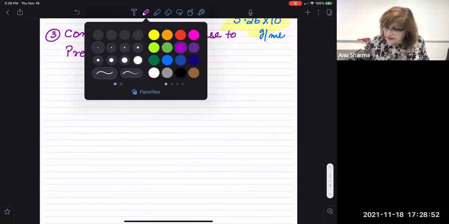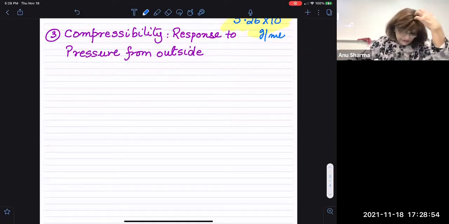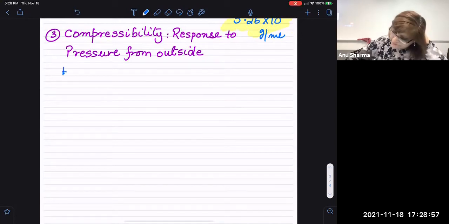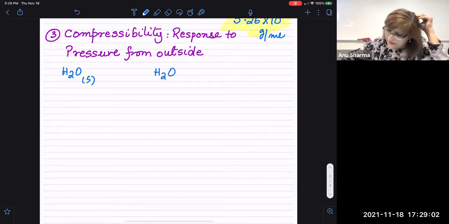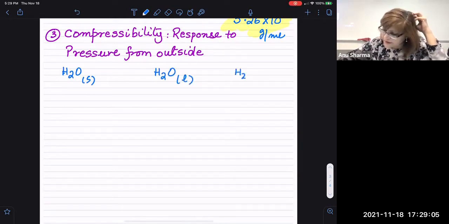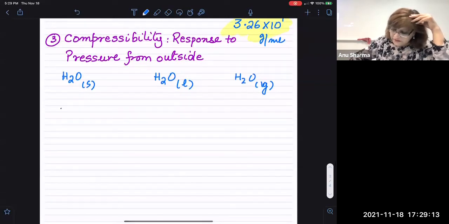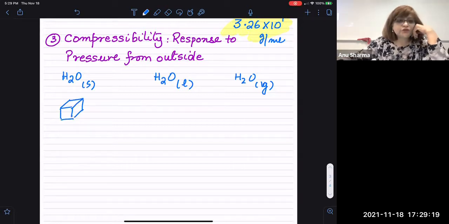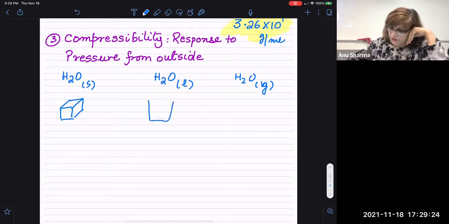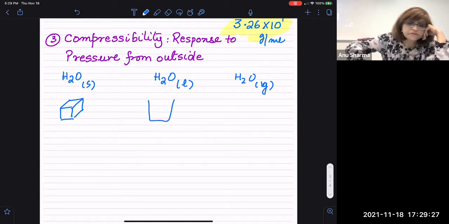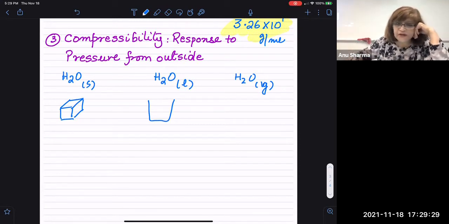Here we see, once again, a solid, so water in its solid state, which is the ice, water in its liquid state, and water in its vaporized, gaseous state. Here, when you put the pressure on ice, a cube of ice, what is going to happen? What do you expect could happen? What would happen if you put the pressure on ice? Imagine and tell me what would happen.